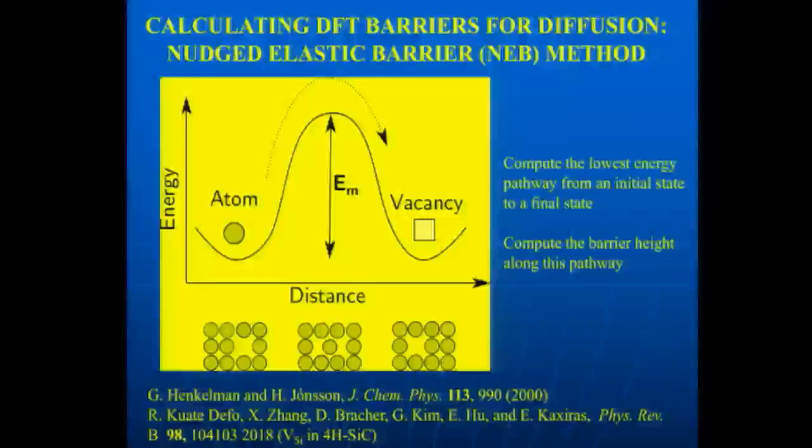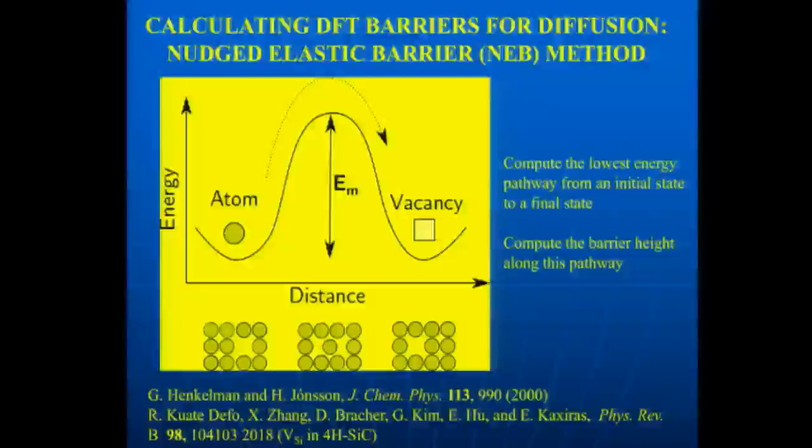So in DFT, in density functional theory, you can actually calculate how much energy it takes for a system to go from some initial state to a final state. How much energy do you need to get over this diffusion barrier? There's a particular method that we've used. It's called the nudged elastic band method. It allows you to calculate the lowest energy pathway from one initial state to one final state. There are many pathways you can imagine that the vacancy can diffuse in a system. But once you identify the lowest pathway, then for that particular pathway, you can calculate the barrier height for that system.